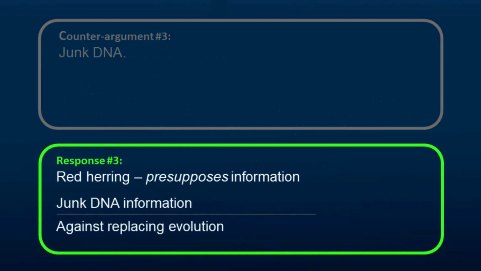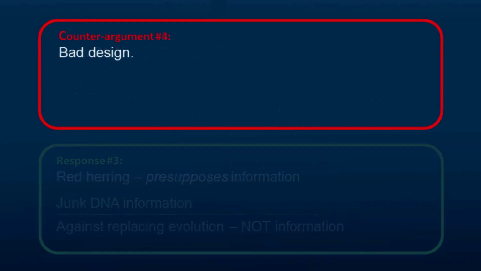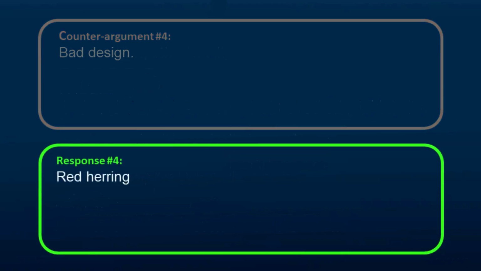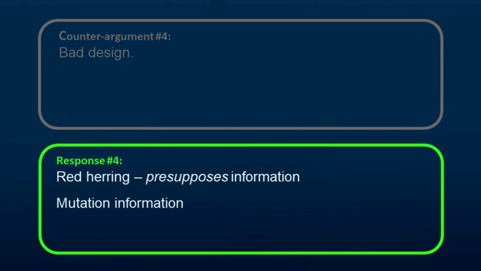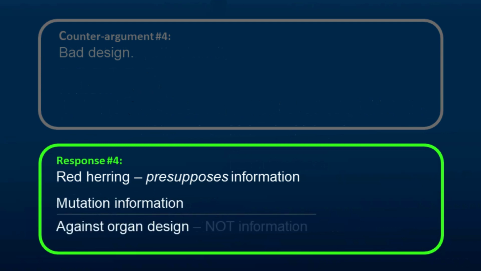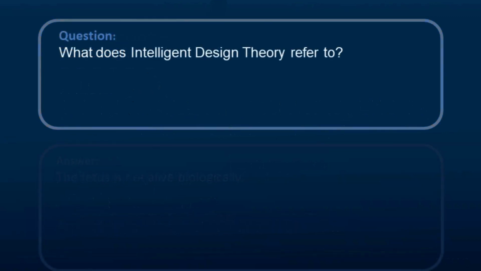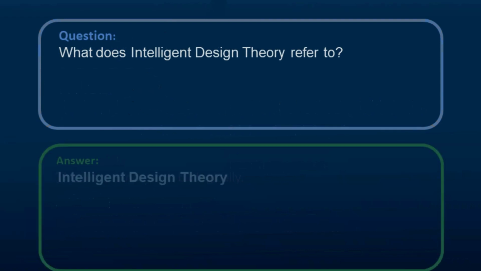The junk DNA argument is used against those who seek to replace the evolutionary mechanisms and not the information in DNA. Another counterargument is the argument from bad design. This argument is a red herring in regards to the information in DNA, since it only explains what happens after information is present. Mutations still carry information. The argument from bad design is used against those who use the argument from design in organs and not in information in DNA. Question: what does intelligent design theory refer to?